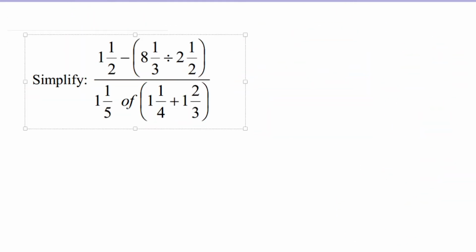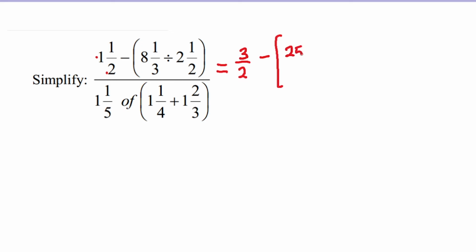So we have this one too. Let's first solve everything that is on top, solve everything that is at the bottom, and then we shall divide the two. So let's get started. So we have 1.5. Let's convert everything convertible here into an improper fraction. So 1.5 is going to be equal to 2 times 1 is 2, 2 plus 1 is 3, so that's going to be 3 over 2 minus, put the big brackets there, 8 times 3 is 24 plus 1, that is going to be 25 over 3.